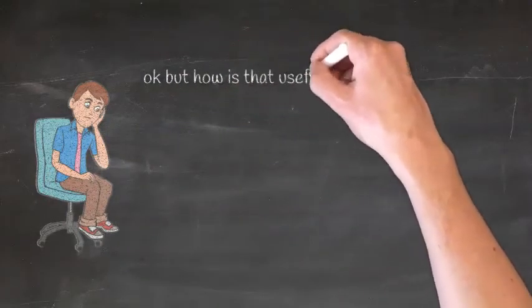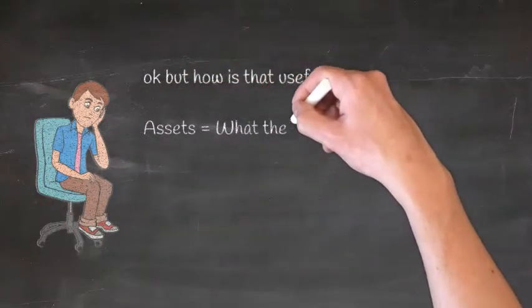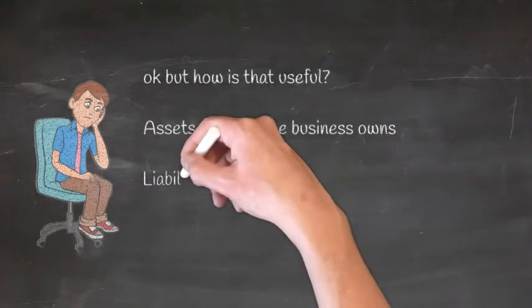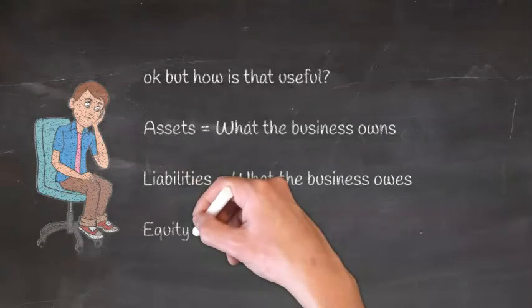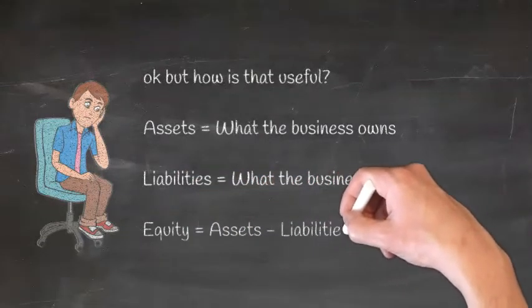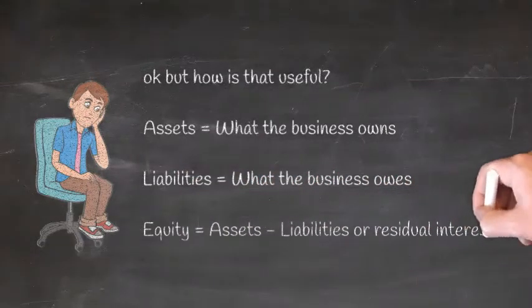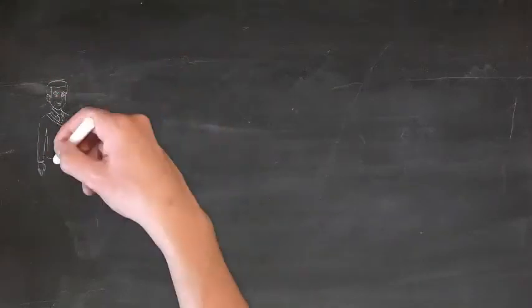Okay, but how is that useful? Well, the assets, they are what the business owns. Liabilities, what the business owes. The difference is equity or residual interest.